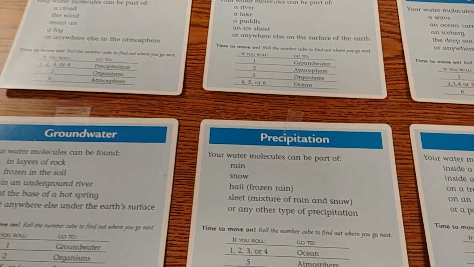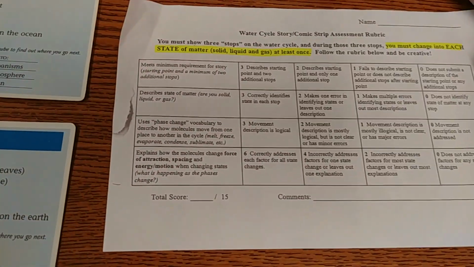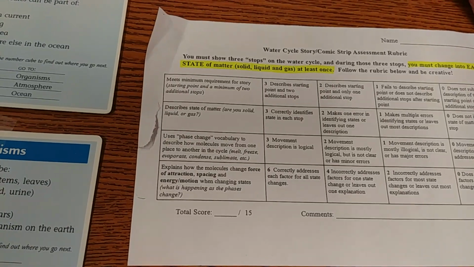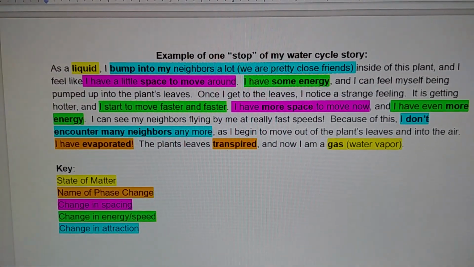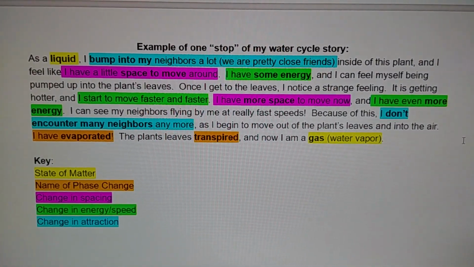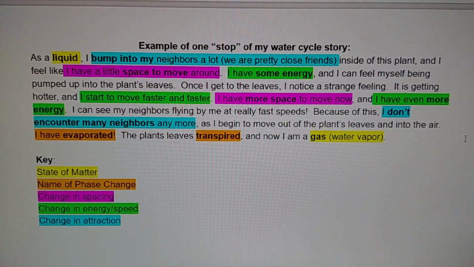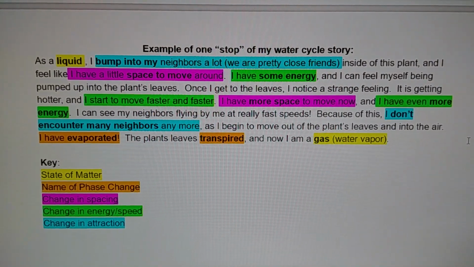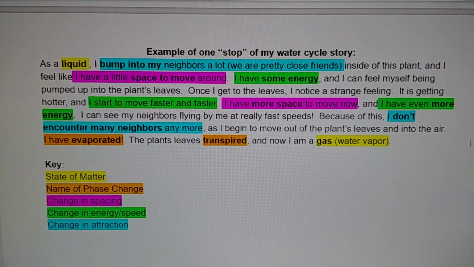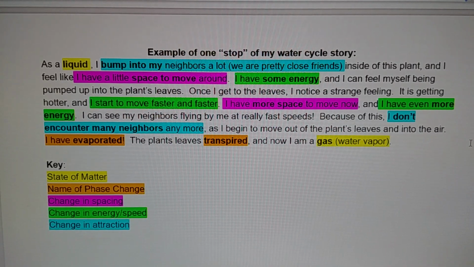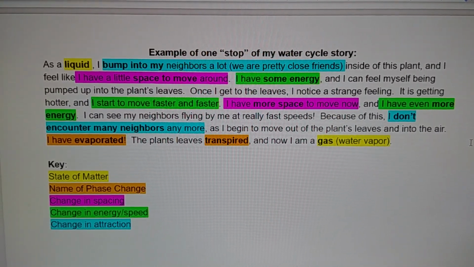So I can show you one more thing. So once again, by looking at the rubric, let me pull this up here. So even though I say you only have to do 3 stops, the stops are going to be pretty detailed. I've made a key at the bottom here, but this is just an example. Now, yours does not have to be as detailed as this, but here might be an example of 1 stop.